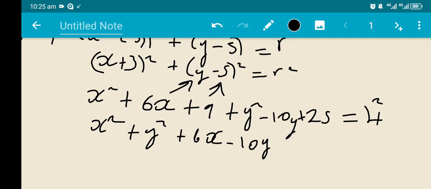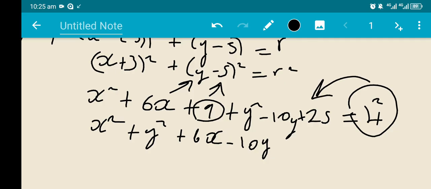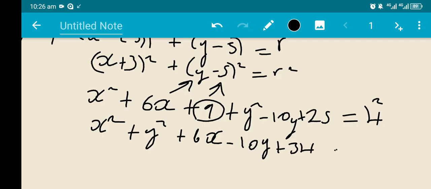Then we add these up. We say 9 plus 25, then minus 16, because here 4 times 4, or rather 4 squared, would be 16. When we take that 16 to the other side, we're going to have 18. Let me just do everything. So 9 plus 25 would be 34. Then this should be equal to 4 squared, or rather 16 here.